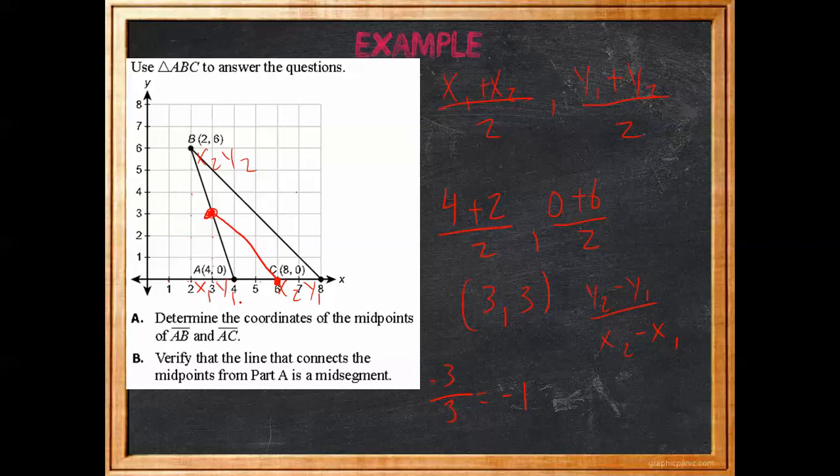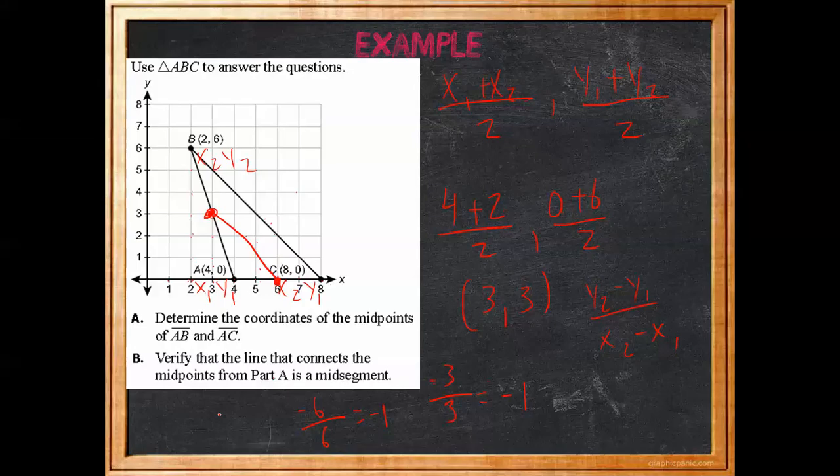I go down 1, 2, 3, 4, 5, 6, which is negative 6. And then I go over 1, 2, 3, 4, 5, 6. Negative 6 over 6 is a negative 1. So both of these have the same slope, negative 1. So we know that it is the mid-segment because it's parallel to this line right here. And that is the end of coordinate proofs.